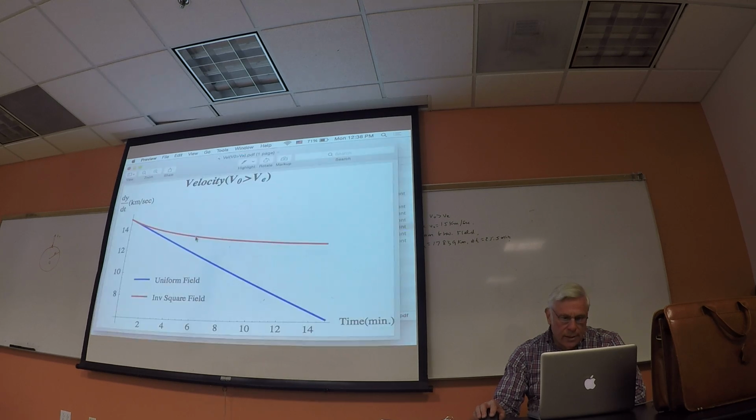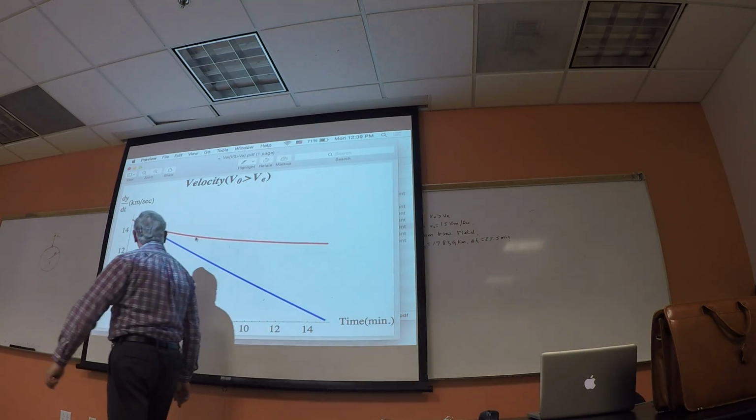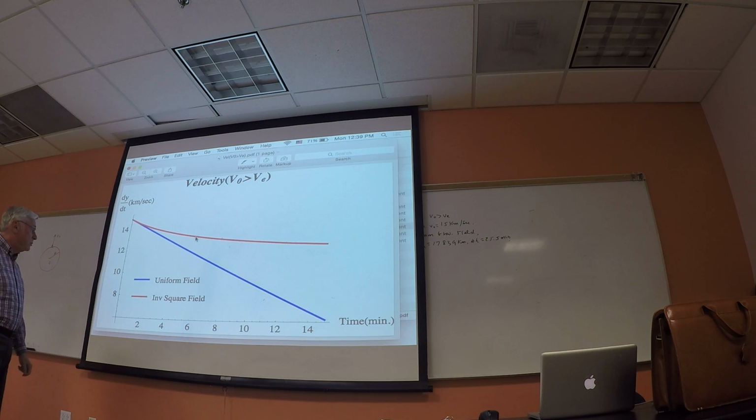Does the uniform field assume it's a constantly extending uniform field? Yeah, that was the whole idea. F equals mg, no matter how far high you go. That was the whole idea of the study. And now, of course, you've got the velocities.